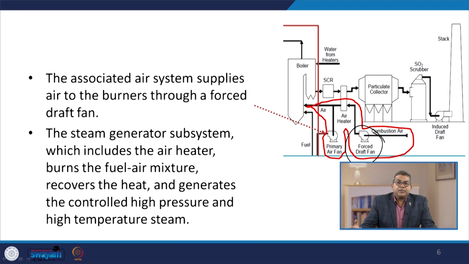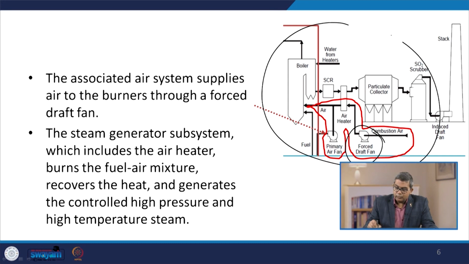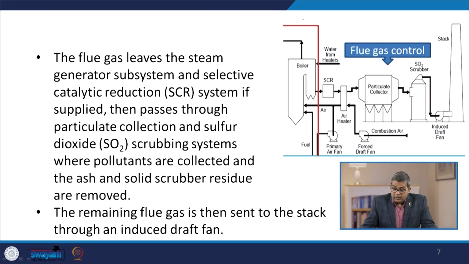Then this heater burns the fuel air mixture to recover the heat. Sometimes the source of heat to the air heater may be unutilized heat from various processes. Then the generators produce controlled high pressure and high temperature steam. So all these contribute to this boiler subsystem.